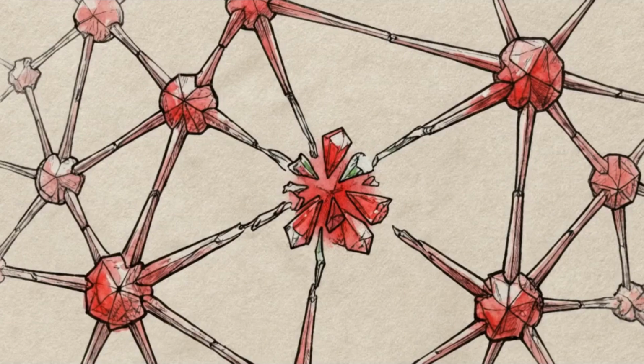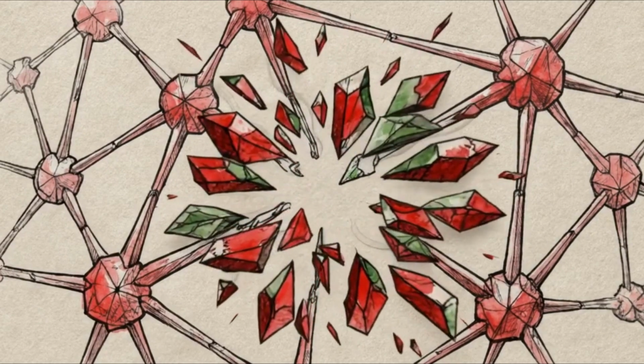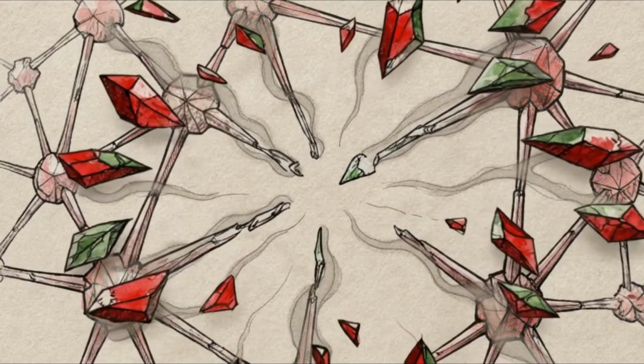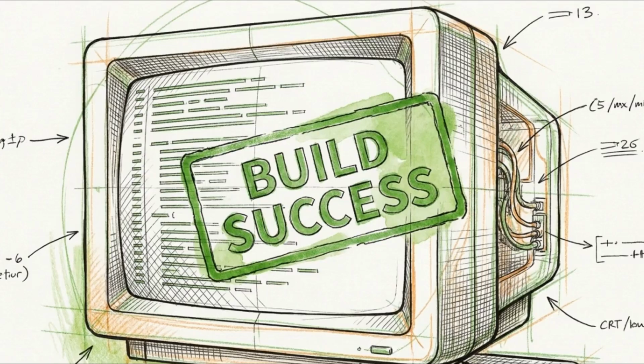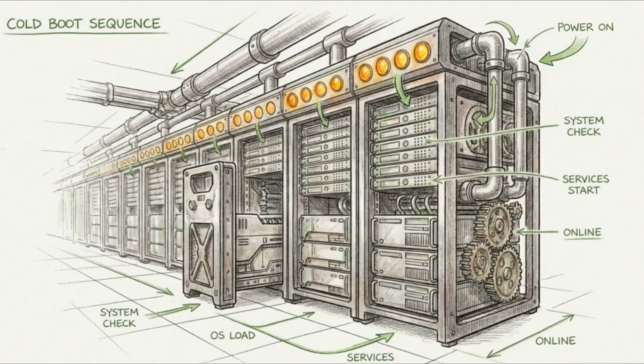Picture a complex microservices architecture. You trigger the deployment, and then immediately the system flashes red and shatters. Getting enterprise Java code to compile is the easy part. The true test of an application's architecture is its ability to successfully survive its own startup sequence.